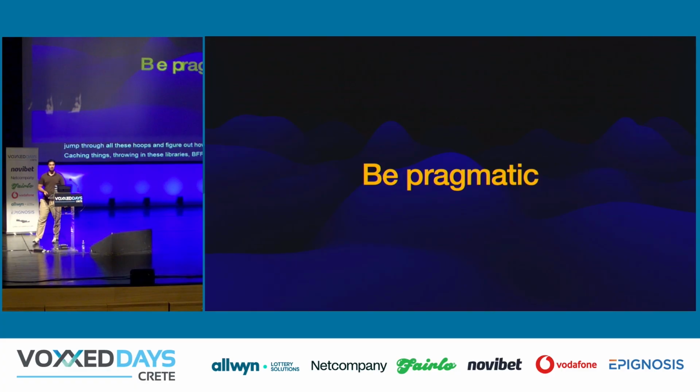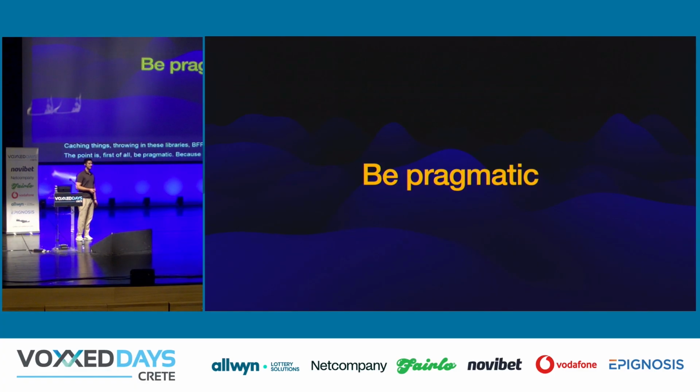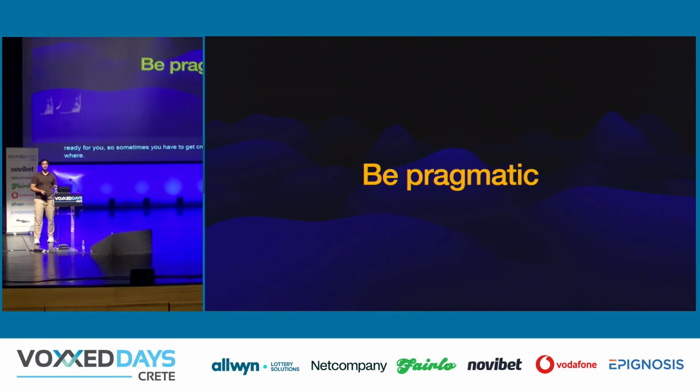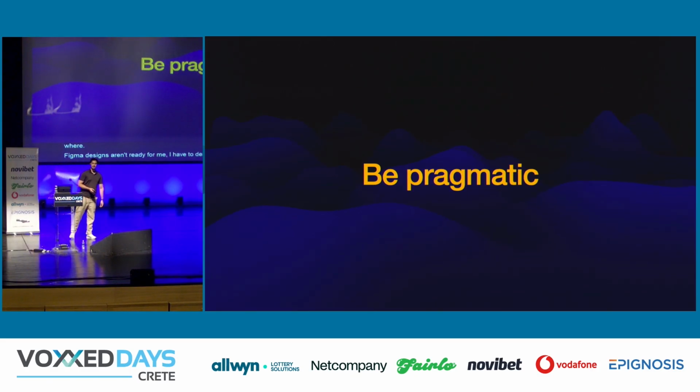The point is, first of all, be pragmatic, because your backend's not always going to be ready for you. So sometimes you have to get creative. I've been in so many situations where Figma designs aren't ready for me. I have to deal with mock data. OpenAPI specs are half-baked. So you have to be pragmatic sometimes to move things forward.